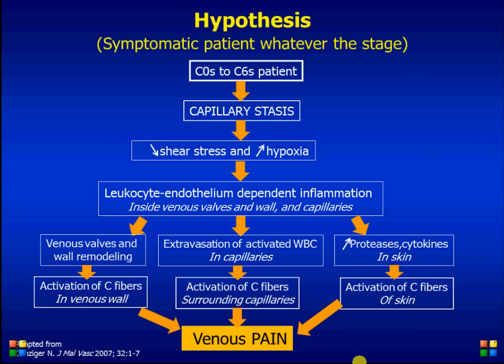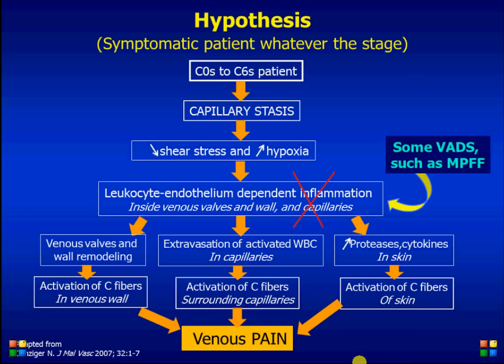Why? Because there is capillary stasis, so you have a diminution of the shear stress and augmentation of hypoxia. So that is leukocyte endothelium dependent inflammation. And it can work on the venous valve, on wall remodeling, on extravasation of activated white cells in capillaries, and also in skin by augmentation of protease and cytokines. And in all cases, you have an activation of the C fibers of skin, of surrounding capillaries, or of the venous wall that is responsible for pain. That is very simple. We discovered that recently, I would say.